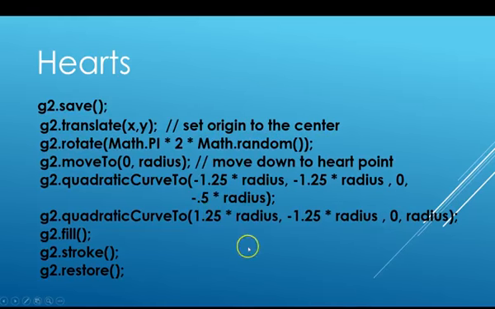So this basically goes from the bottom up to the top, and then the control point is right here. And then the second quadratic curve starts at the top where the 2 lobes meet, comes back around and down to that first position again. And then we fill and stroke, and of course, whenever we save the graphics context, we restore it.